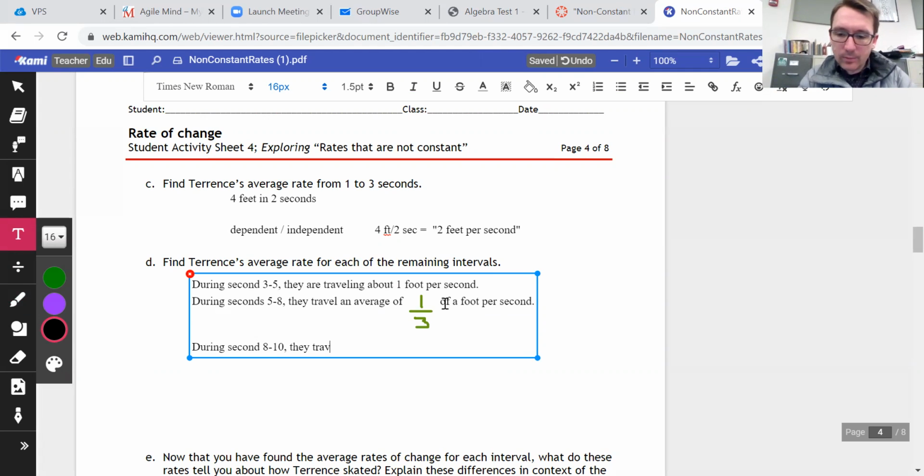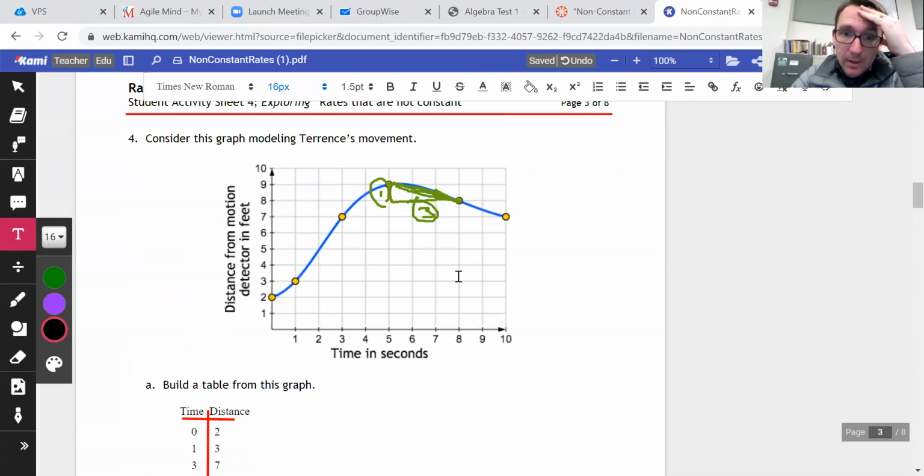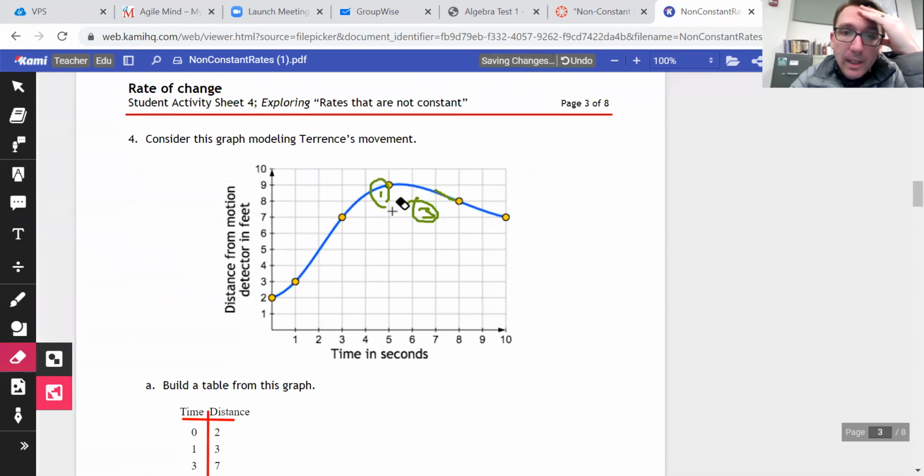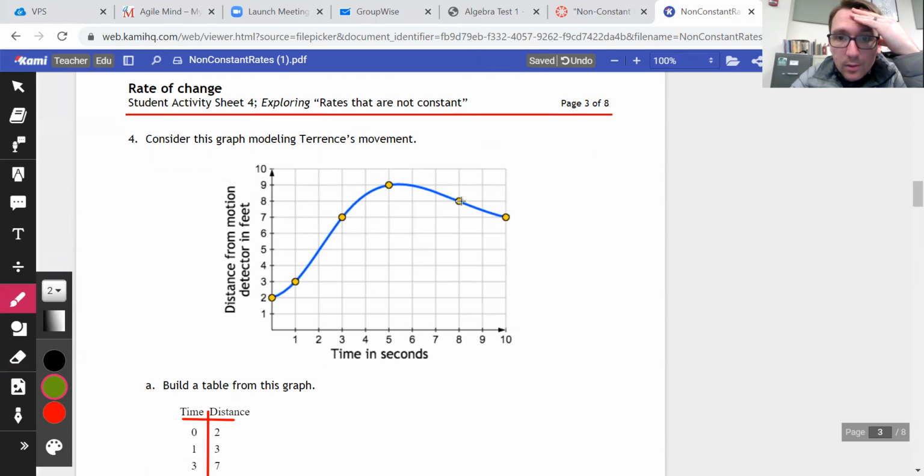They travel an average of, oh goodness, oops, wrong one. Oops, wrong one again. I just need to go up here. All right. So from 8 to 10, think about it. Come up with your own answer. This is almost a straight line. He starts out a little bit fast and then slows down, but on average, if I was averaging it, it would just be a straight line. And that straight line goes down 1 foot in 2 seconds.